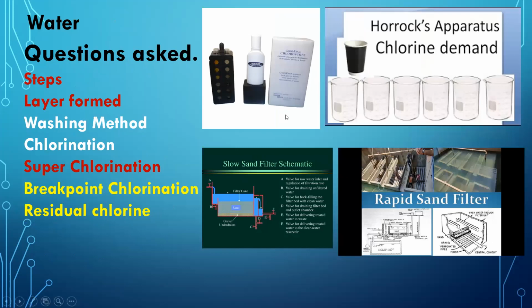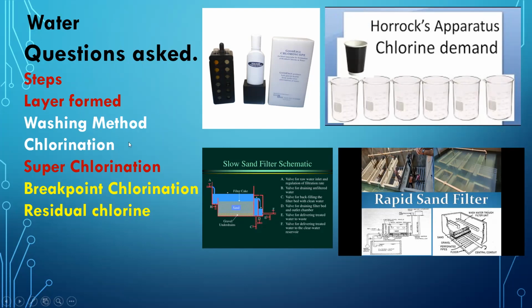Then from the water, we have chloroscope, Horrocks apparatus, slow sand filter, and rapid sand filter. Sometimes sanitary well, insanitary well, or step well is also asked. So these are the spots from the water. Here they will ask you the steps in the filtration of the water, what type of layer is formed in slow sand filter, and what type of layer is formed in rapid sand filter.